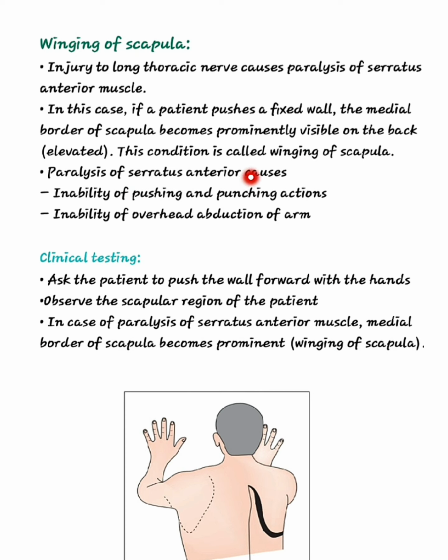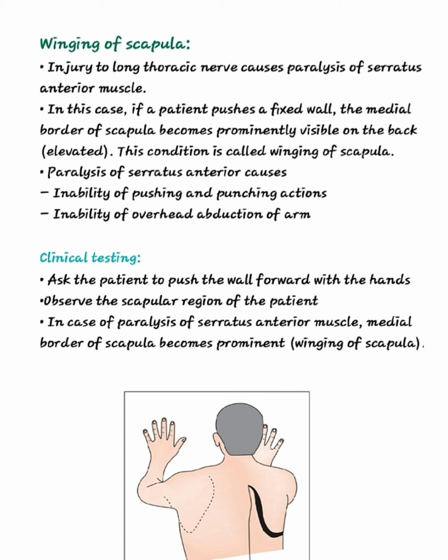Paralysis of serratus anterior causes inability of pushing and punching actions. Serratus anterior together with pectoralis minor pulls the scapula forward, helping in pushing and punching action. Thus, paralysis of serratus anterior causes inability of pushing and punching actions. It also causes inability of overhead abduction of the arm.